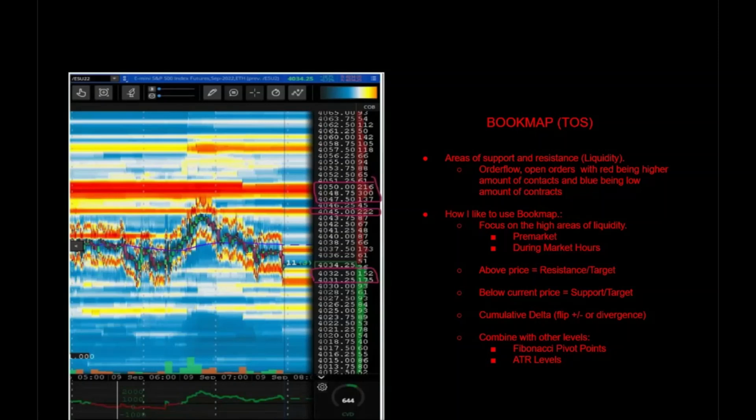This is an intraday tool mainly because it's live, it's order flow. It's not for swing trading really, like over a couple days. It's more intraday trading only, mainly because the levels are there just for that period of time.